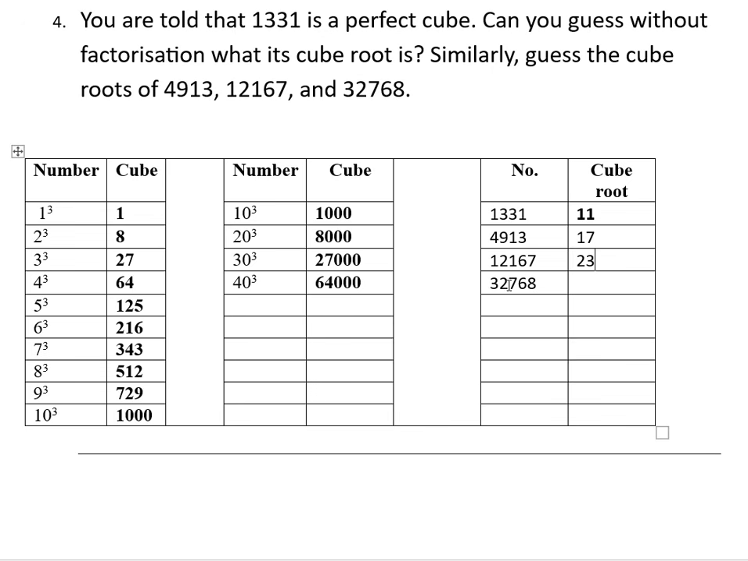Here 32,000 is falling between 27,000 and 64,000, so it's going to be more than 30, and the unit digit is 8. If you look at the unit digit 8, it's 2. So it has to be more than 30, which is 32. So this is how, if you know this table, it doesn't matter how big the number is, it's really easy to find the cube root of that particular number.